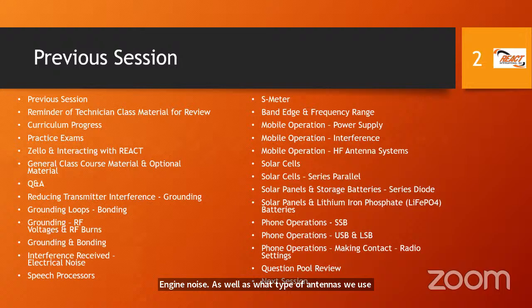Then we discussed solar cells, and specifically we talked about cells that are connected in series parallel. We also talked, in reference to solar panels and connecting to batteries, about the use of a series diode. And we also discussed solar panels and charging of lithium iron phosphate batteries. Then we went on to discuss phone operations or voice operations, single sideband, also USB, upper sideband and lower sideband. And then we ended with phone operations, making contact, and some radio settings.